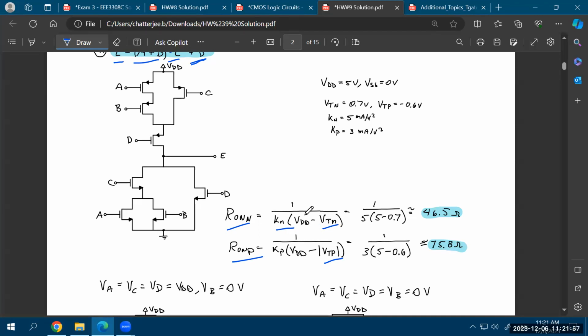I'll not go through the proof once again, but please go back to the relevant lecture and see why R-on is 1 upon K times VDD, or basically VGS minus VT in this case. Okay.